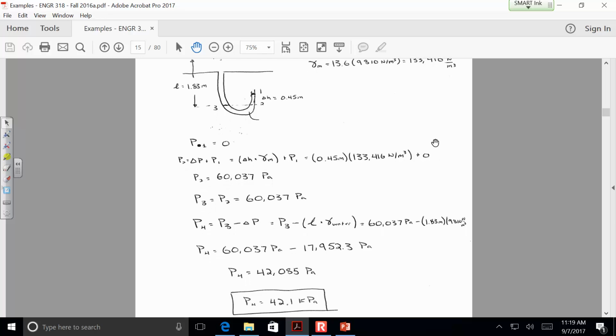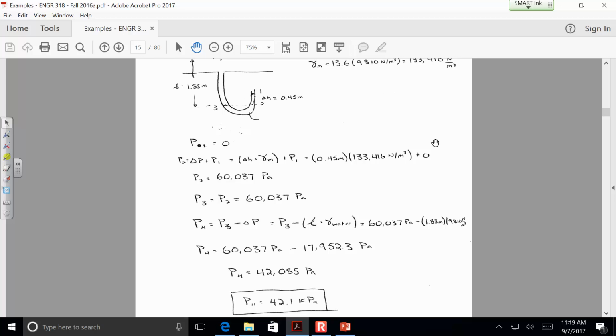This is almost like accounting. You start where you know something. The gauge pressure of the atmosphere is 0 at 1. And then we're going through, and as we go down through the fluid, the pressure accumulates. And so at the interface of 2 and 3, the pressure is 60 kilopascals. And then the pressure decreases as we go upward from the segment from 3 to 4. And ultimately, the pressure at the center of the pipe is 42.1 kilopascals.